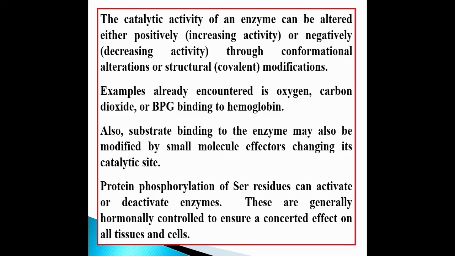The catalytic activity of an enzyme can be altered either positively, increasing activity, or negatively, decreasing activity, through conformational alterations or structural covalent modifications. Examples already encountered are oxygen, carbon dioxide or BPG binding to hemoglobin. Also, substrate binding to the enzyme may be modified by small molecule effectors changing its catalytic site.